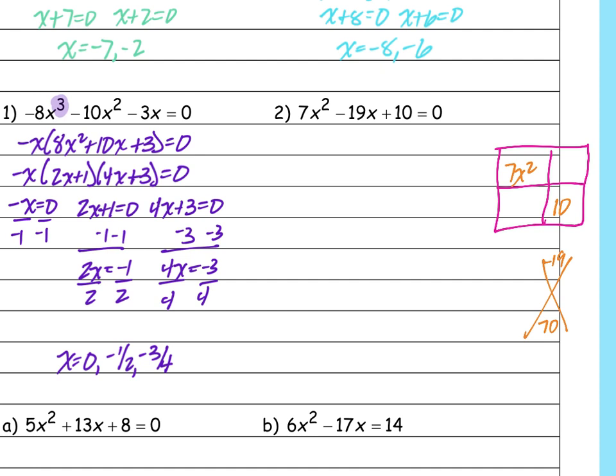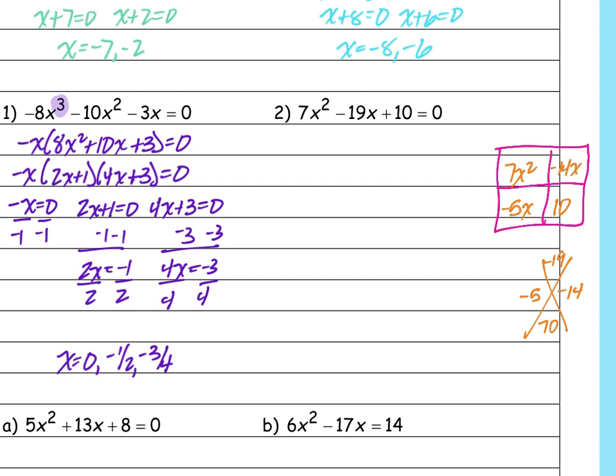I wonder if it's 5. I bet it's 5. 70 divided by 5 is 14, and 14 and 5 is 19, yeah. So negative 5 and negative 14. So negative 5x minus 14x.